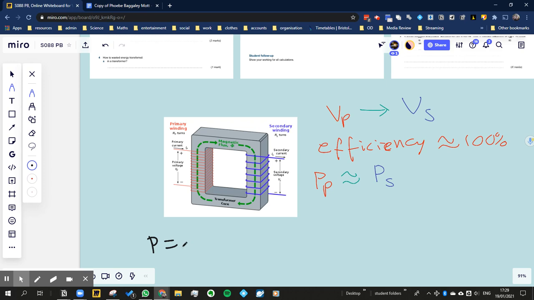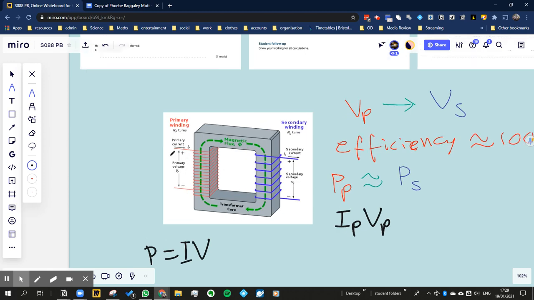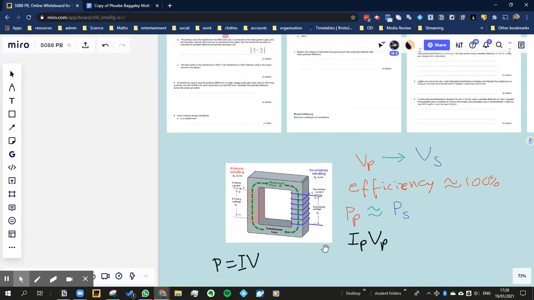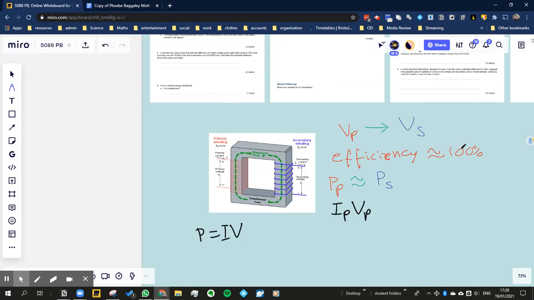Yeah. So now we want the right equation for power, and we know that electrical power is current times voltage. So basically, the current on the left hand side, the primary current, multiplied by the primary voltage. So these are the current and the voltage on the left hand side. If we zoom in, you can see it's labeled IP and VP. That is going to be roughly equal to the power on the right hand side.